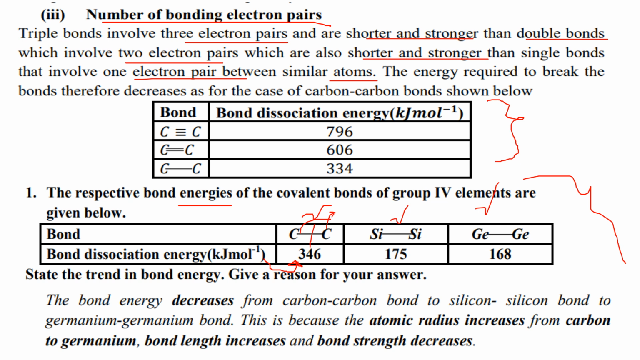It's the energy required, it's not the enthalpy change. So for carbon to carbon it is going to be positive 346, for silicon to silicon it is going to be 175, and for germanium to germanium it is going to be 168.